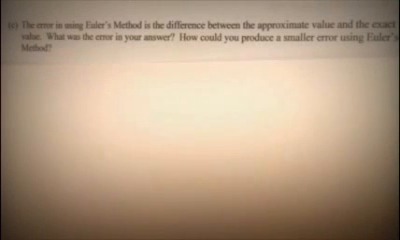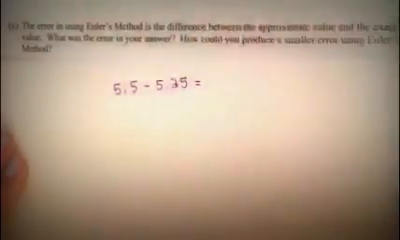Now we're going to look at the error in using Euler's method. The error is defined as the difference between the approximate value and the exact value. In part A, we found the approximate value using Euler's method with 2 equal steps. And in part B, we found the exact value by solving the differential equation and using our solution to find y of 1. Now we're going to calculate the error in our answer and look at how we can produce a smaller error. To calculate the error, all we have to do is take our exact value, which was 5.5, and subtract our approximation, which is 5.25. So we get an error of 0.25.